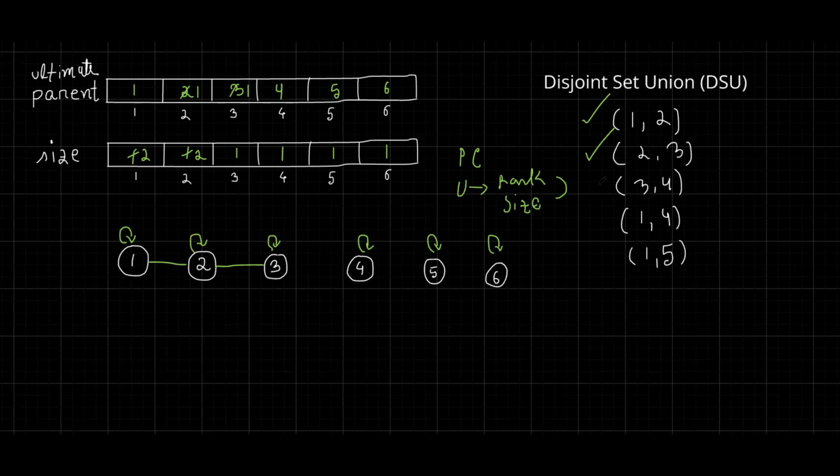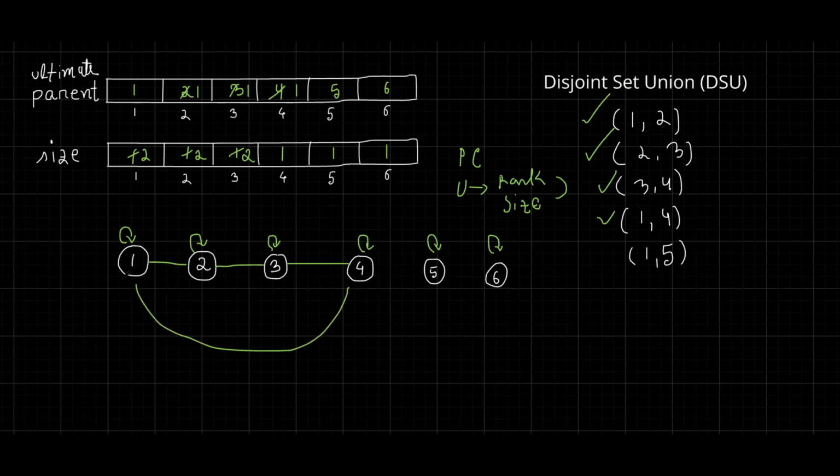Now, for this connection 3 and 4, we have to connect 3 and 4. And what is the ultimate parent of 4? The ultimate parent of 4 will be ultimate parent of 3. So here the ultimate parent of 3 is 1. So the ultimate parent of 4 will be 1. And the size of 3 will be increased by 1.